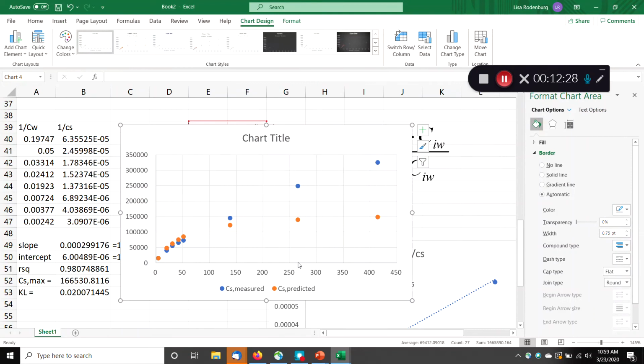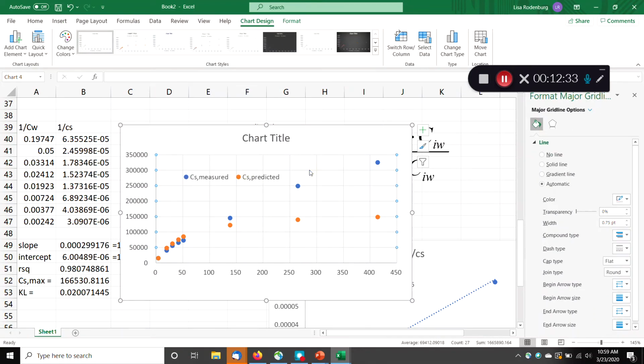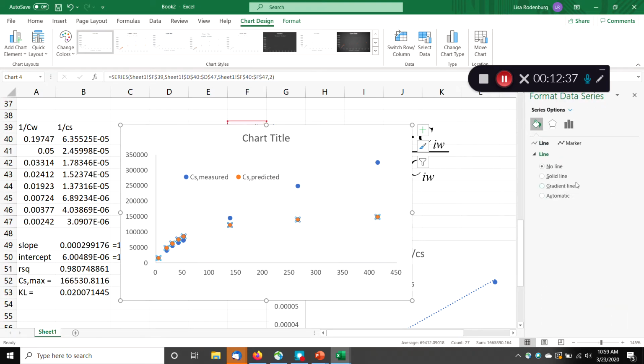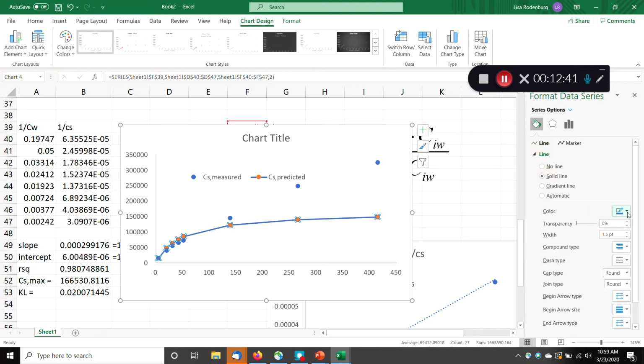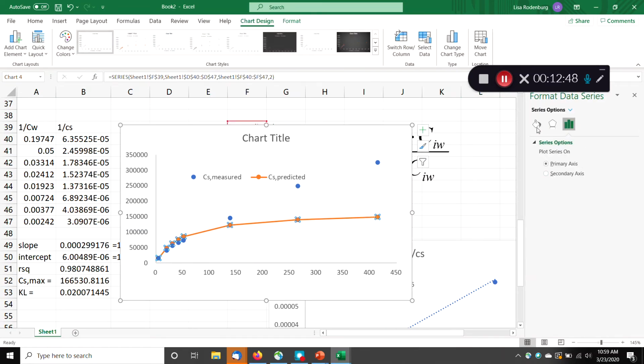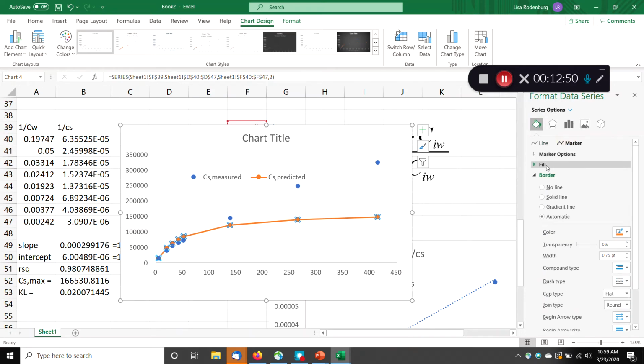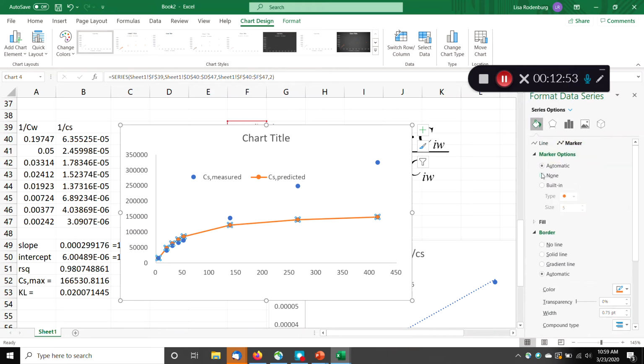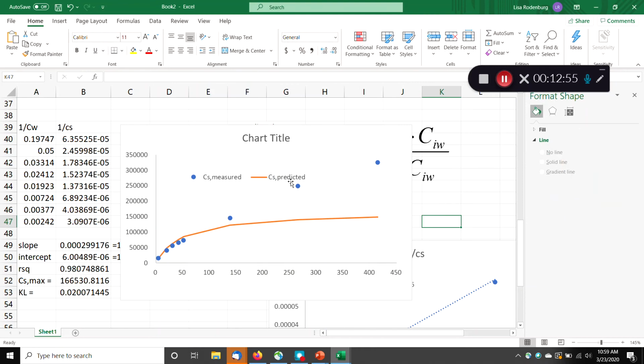Ooh, yow. Okay, the predicted is way off. The orange symbols are way, way off. And I'm going to just give them a line because, you know, let's make it orange. Okay, because really this is a prediction, so we could even get rid of the symbols. Marker. No marker. Let's just do a line. So clearly our prediction sucks, right? This is not working well.